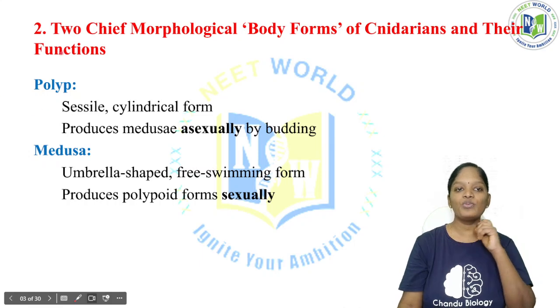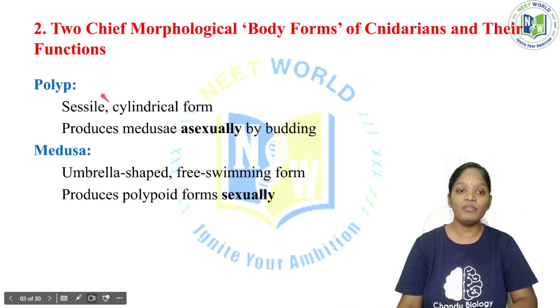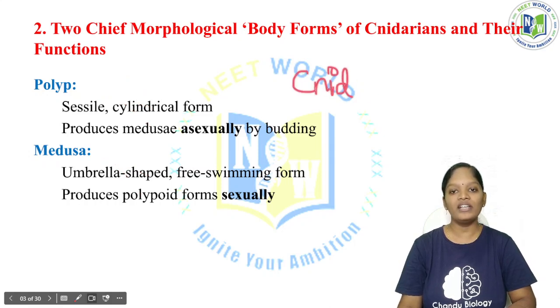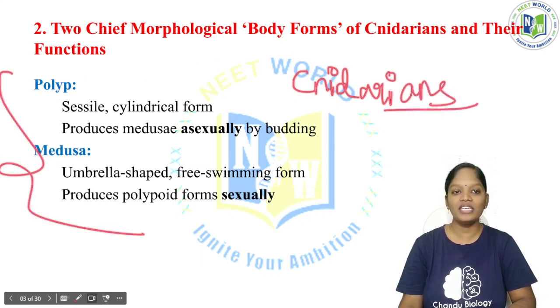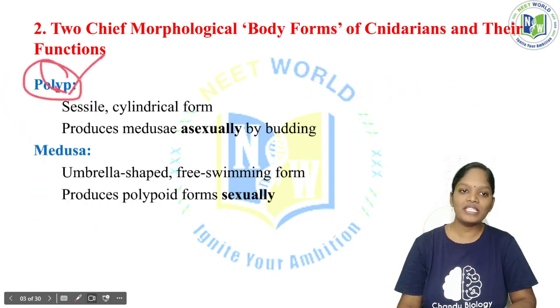So these are the two chief morphological body forms. Further, this polyp occurs in different forms, and this medusa also occurs in different forms. That is why the phylum Cnidaria or Coelenterata has the concept of polymorphism. Poly means many, but we have discussed here only the two most important. Further, the polyp is exhibited in different forms and the medusa is exhibited in different forms.